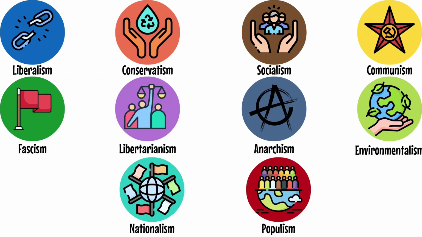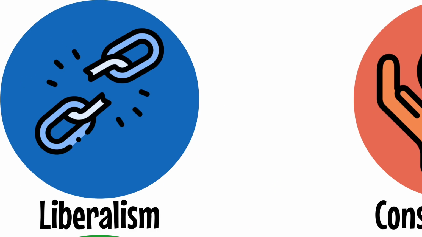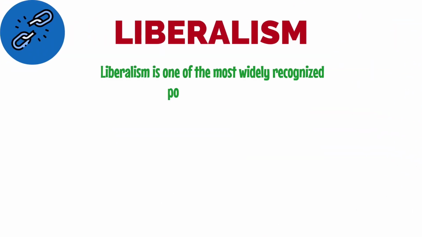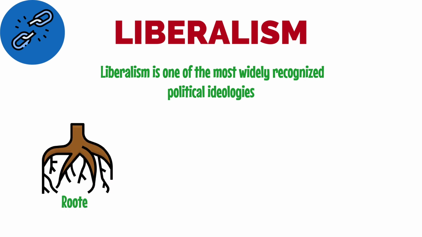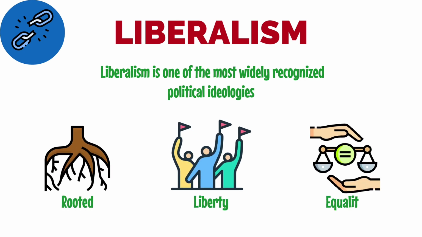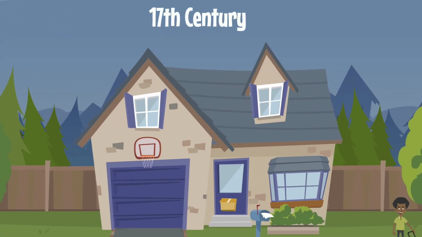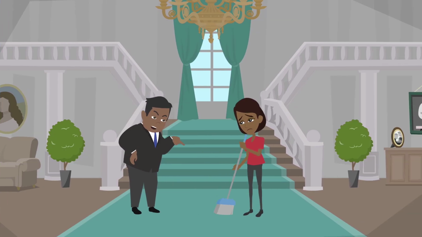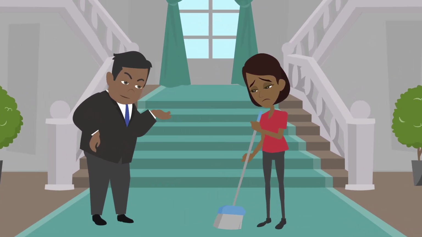Every political ideology explained. Liberalism. Liberalism is one of the most widely recognized political ideologies, rooted in the values of liberty and equality. Originating in the Enlightenment era, liberalism emerged as a response to the rigid class structures and absolute monarchies of the time.